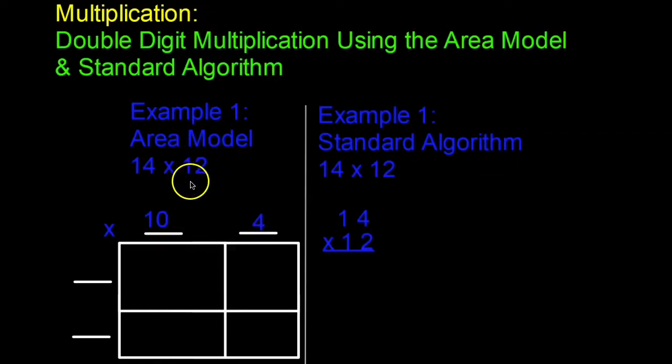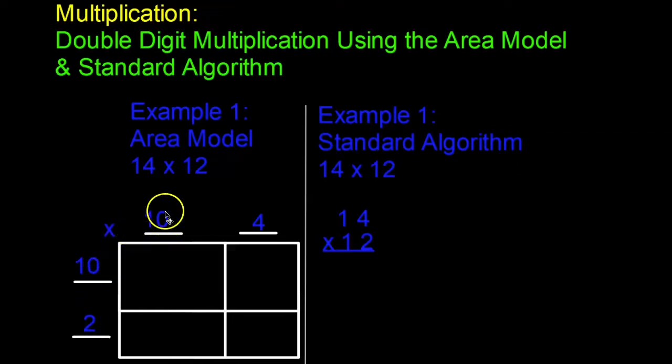I can do the same with the number 12. 2 is in the ones place, 1 is in the tens place. So I can represent 12 by breaking it into two parts, 10 and 2. And I'm going to put that along the side of my area model to represent the number 12. Now I need to multiply.